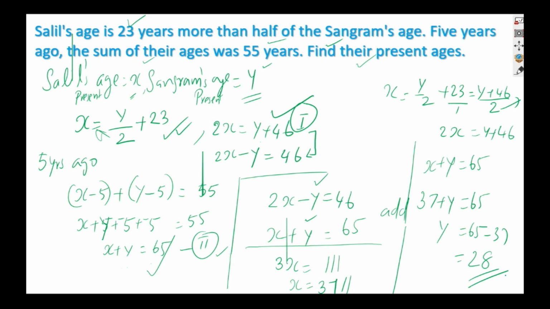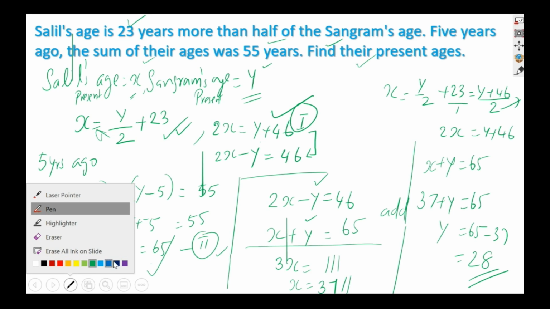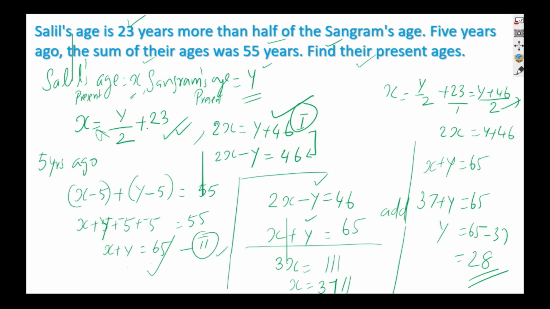So this problem is also solved. What happened here is we are simply substituting the values and trying to create equations in terms of these two variables. When two equations are developed, we apply the concept of simultaneous equations and solve it. And the answer obtained is 37 and 28.